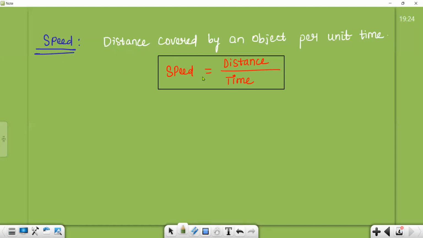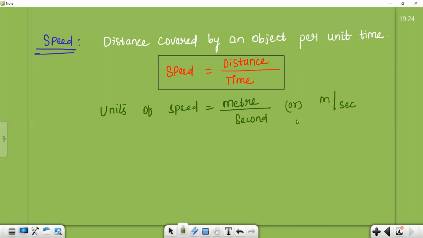So from this, we can give the formula: speed is equal to distance by time, which is how much distance it traveled in a particular time. Distance is measured in meters, kilometers, centimeters. Time is measured in seconds. So the unit of speed is meter per second, which is indicated by m/s. Meter in short is m, and second is s.